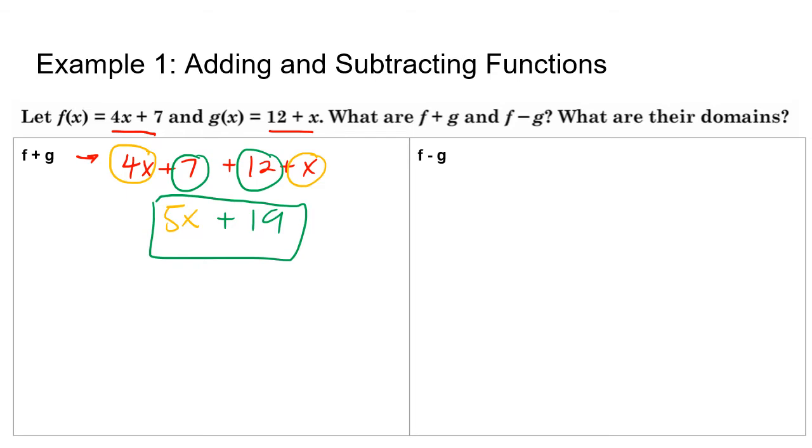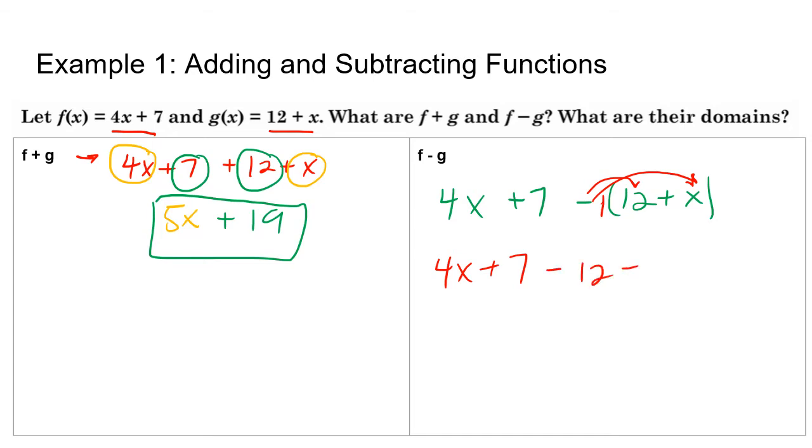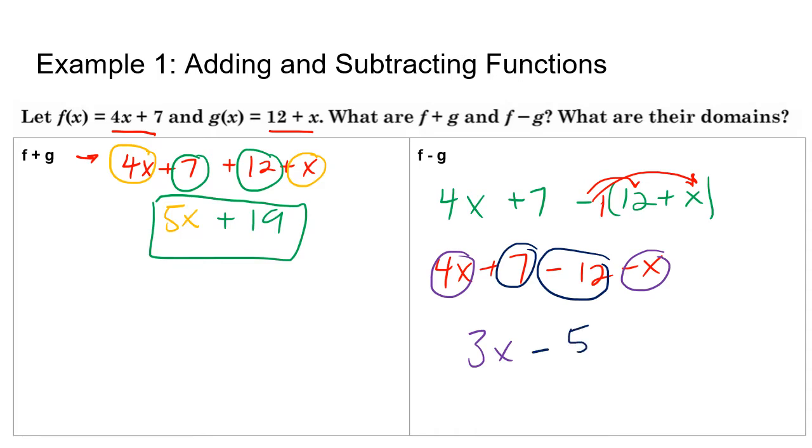Okay, subtraction. So we have f minus g. So we have 4x plus 7 minus 12 plus x. Notice how I use parentheses. I'm going to distribute this negative because I'm multiplying by negative 1. So I have 4x plus 7 minus 12 minus x. Combine like terms, so 4x and negative x. That's going to give me 3x. Then I have 7 and negative 12. So I have $7 and I spend $12. My bank account now says negative 5. So my answer is 3x minus 5.